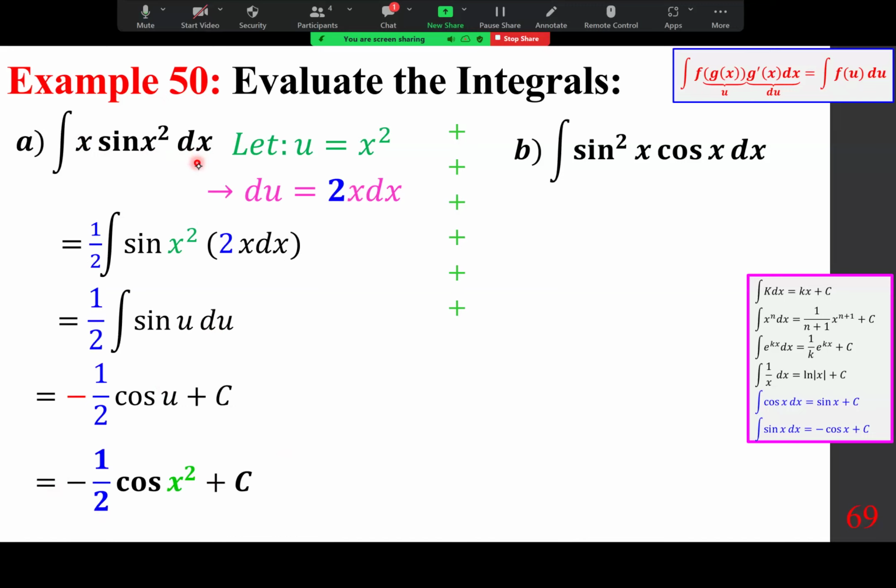Now, what's the difference between a and b? In the case of b, when we have sine and cosine, both of them, the one which has the exponent is the choice of u without the exponent. Sine has the exponent, we choose it as u.